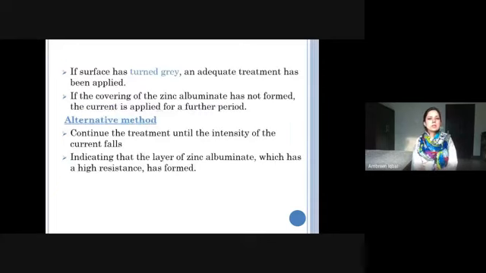If the surface has turned gray, an adequate treatment has been applied. If the covering of zinc aluminate has not yet formed, the current should continue to be applied. An alternative method is to continue passing the current until the density of the current falls automatically. What happens is that when you apply the current, it is continuously moving inside. At one point, the intensity of the current begins to fall, indicating the layer of zinc aluminate has formed inside, and the zinc aluminate is offering resistance. So it is indicating that your treatment session has been completed.